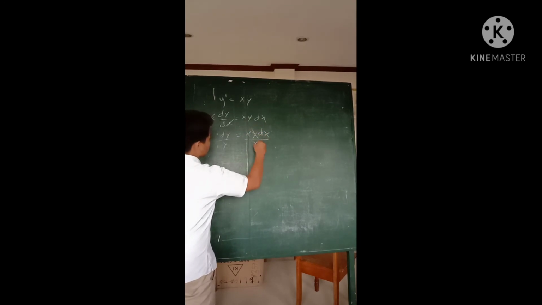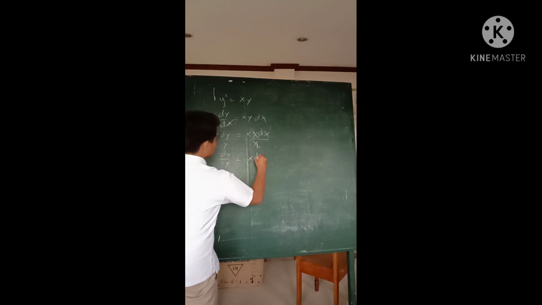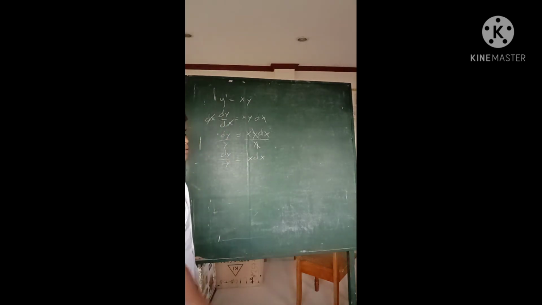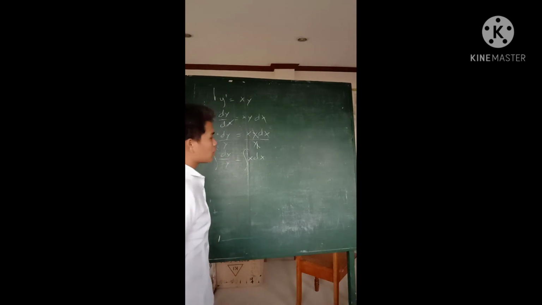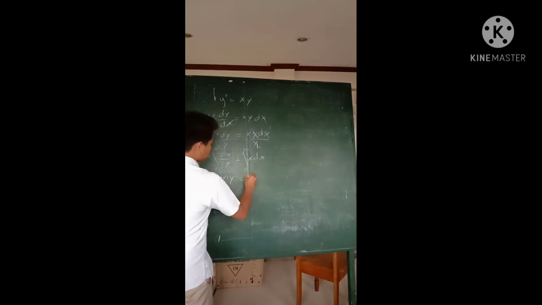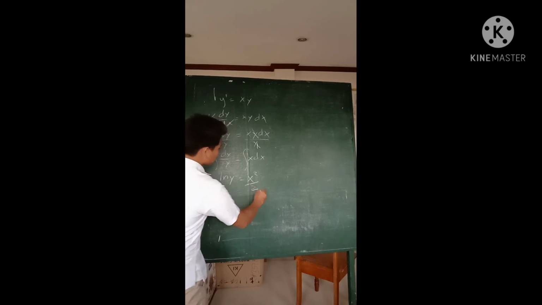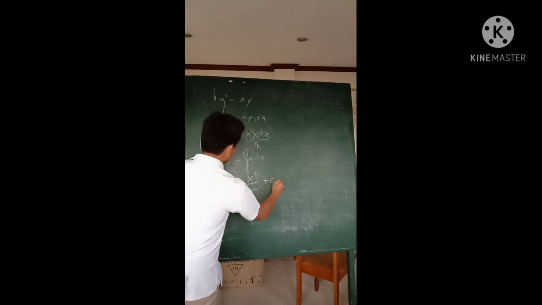Cancel this one by 1. So the remaining is dy over y equals x dx. So we can easily integrate this: the integral of dy over y and the integral of x dx. The integral of dy over y equals ln y, and the integral of x dx equals x squared over 2, by the power rule. So x squared over 2 plus c.